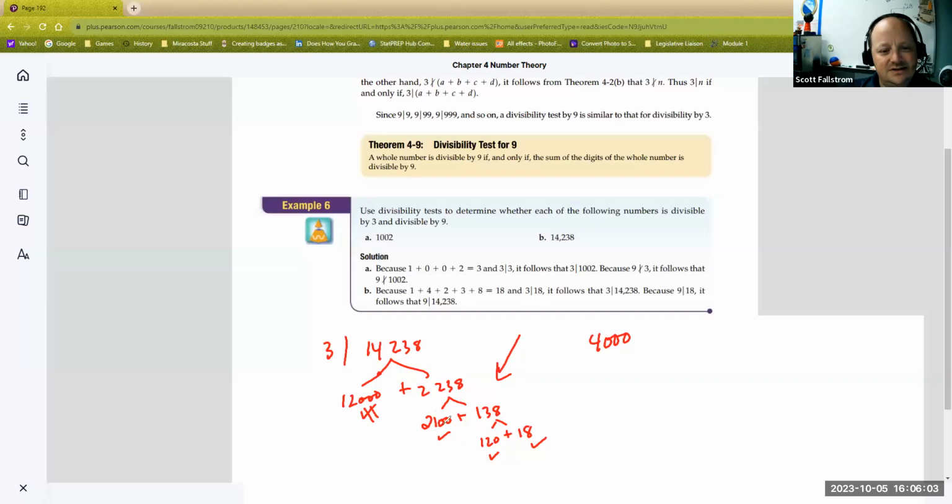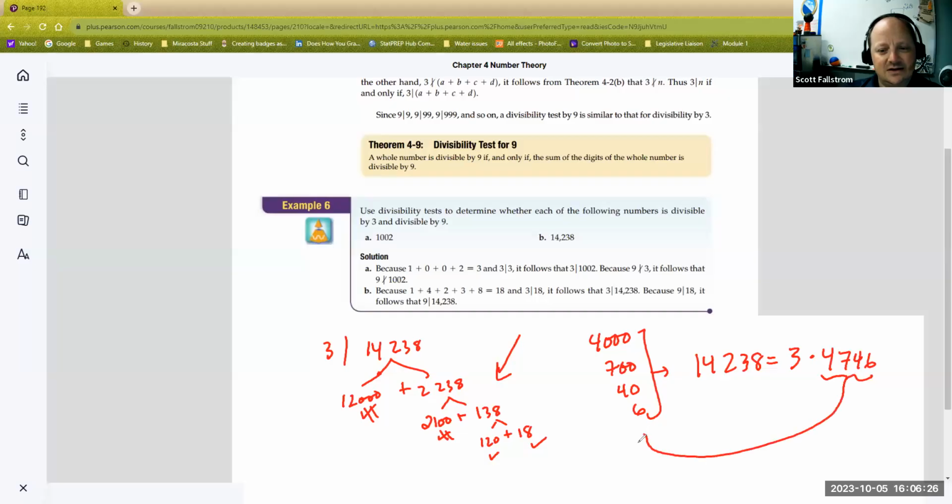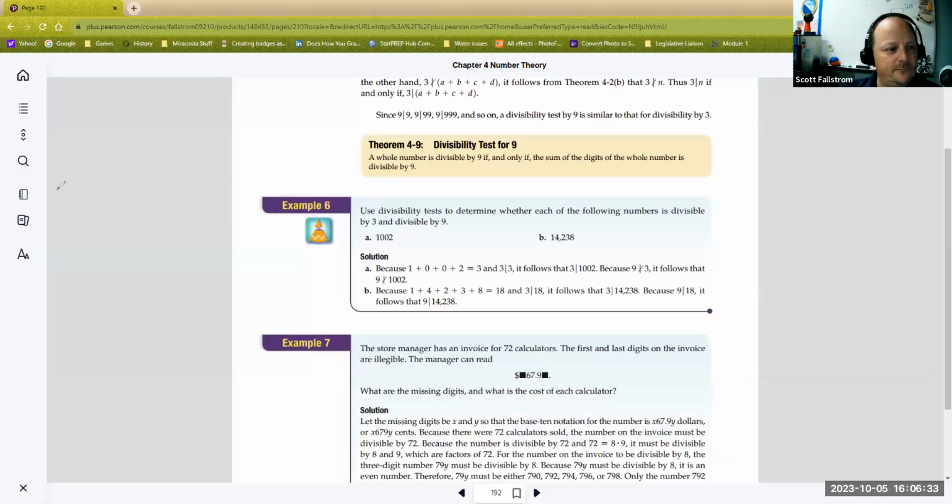Does 3 go into 2,100? Yes, it goes in 700 times. Does 3 go into 120? Yes, 40 times. And does 3 go into 18? Yes, 6 times. So if I needed to, I could demonstrate that 14,238 is actually equal to 3 times 4,746, because that's what we found. Super cool stuff, and a great way to do some mental math.